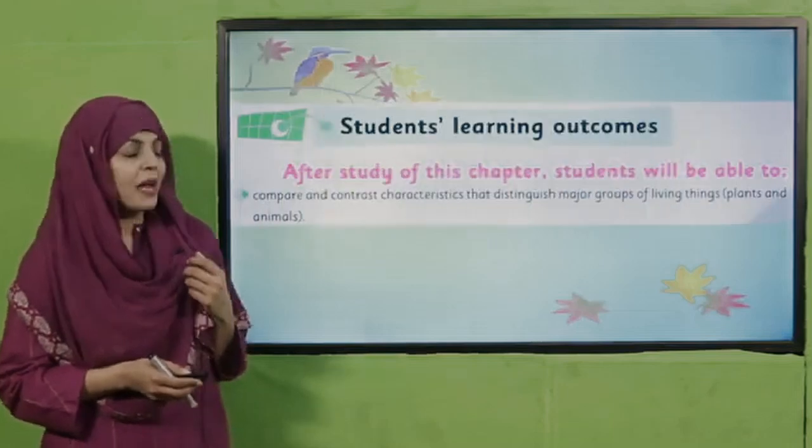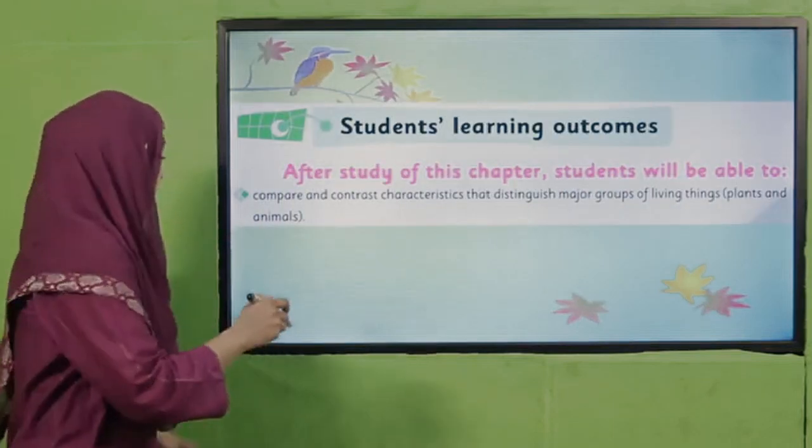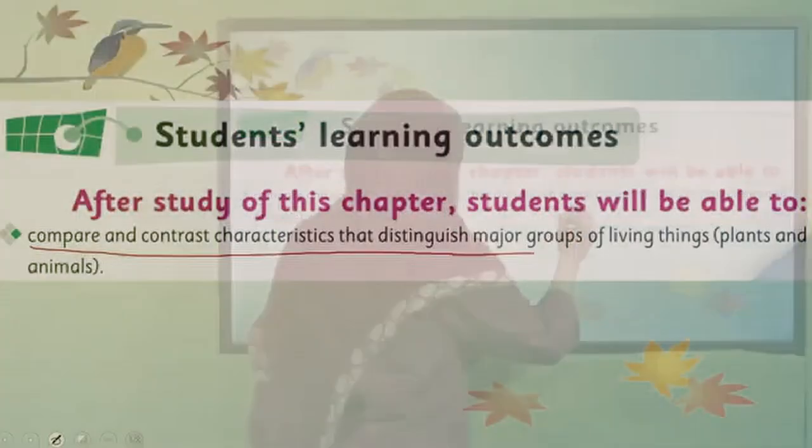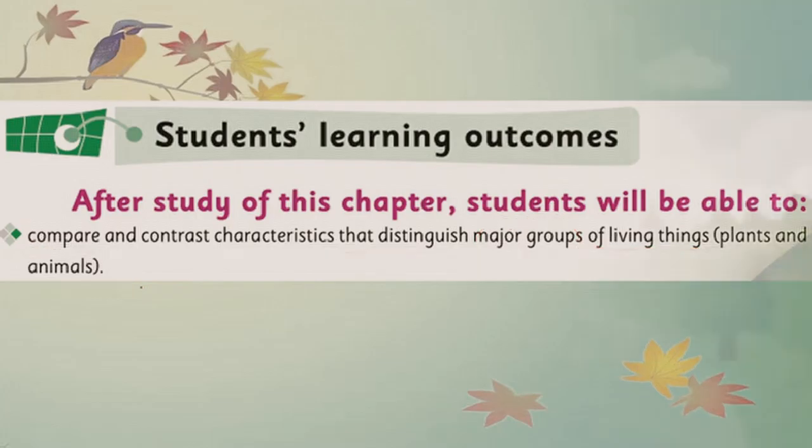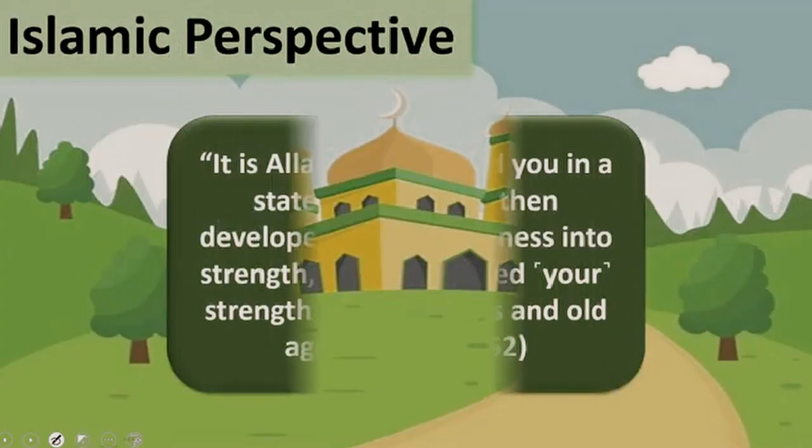Okay. So my dear students, in today's lecture, the students will be able to compare and contrast characteristics that distinguish major groups of living things, plants and animals. And you know that today we will discuss about movement and growth. So my dear students, let's quickly look at the Islamic perspective.